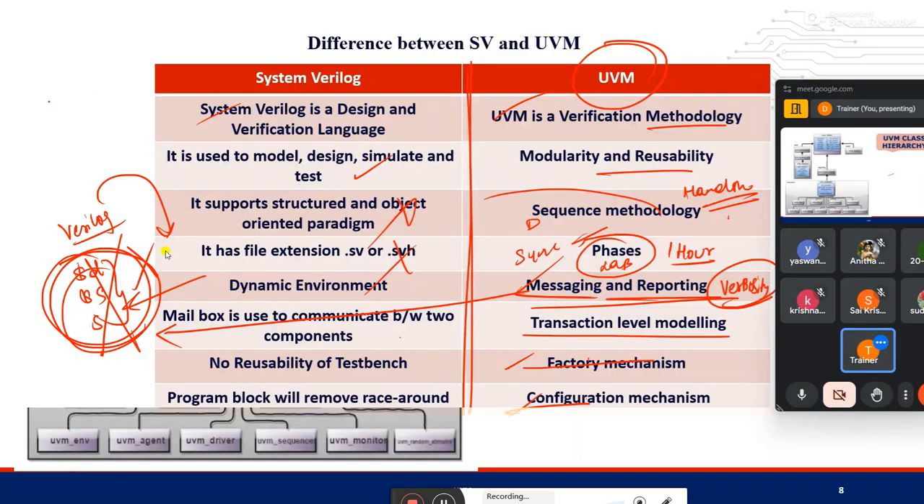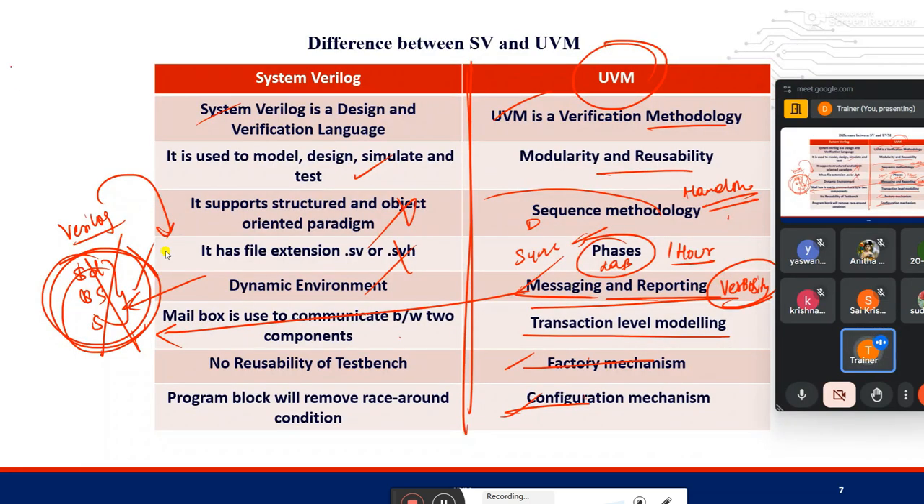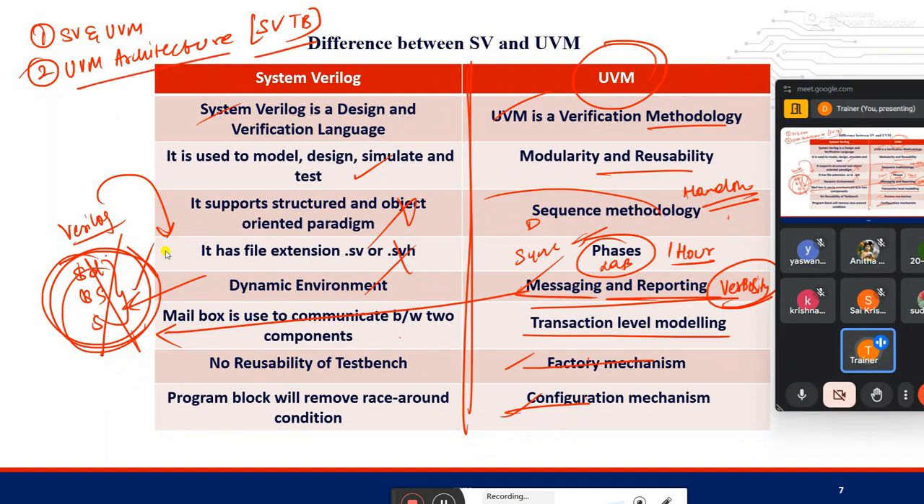Till here I just told two major questions. One is the difference between SV and UVM, which I told you not to read now. The second question is the UVM architecture, a very important question. Majorly they will ask you in the interview to explain the difference between the UVM architecture and the SV architecture. So make sure to read these two questions.